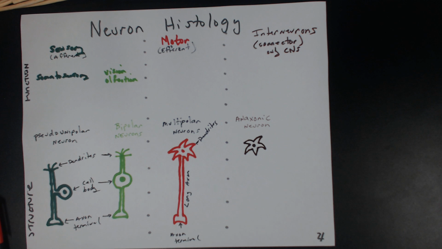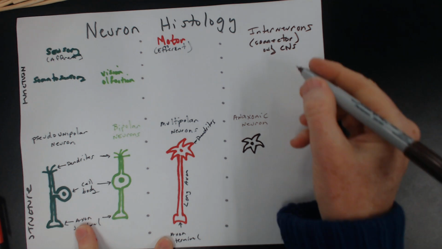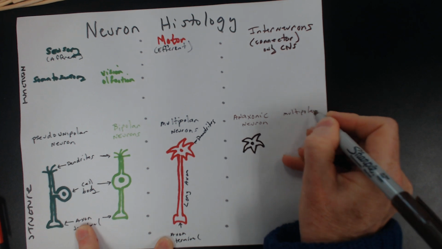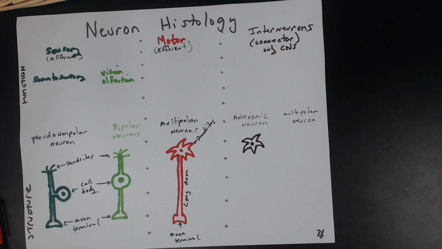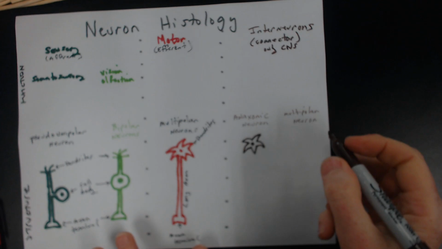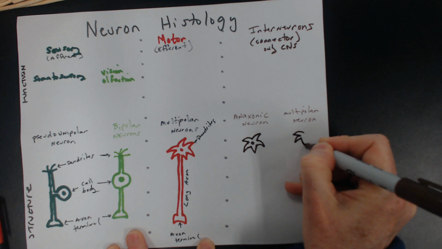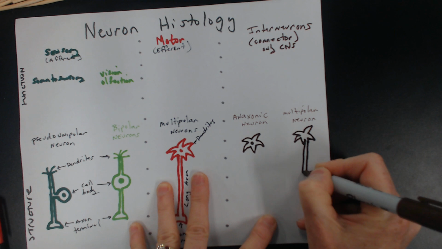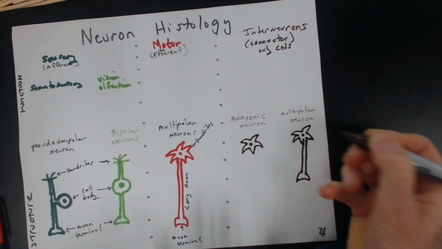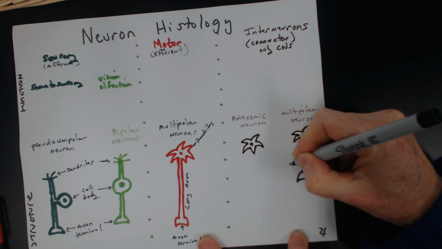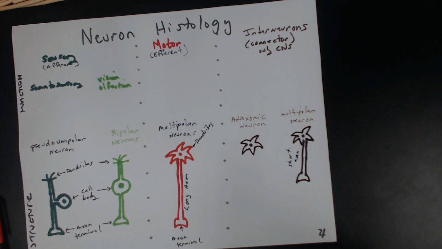In addition to the anaxonic neuron, you're also going to have another kind of multipolar neuron, but this kind, that's an interneuron, has a much shorter axon. So this is going to be your multipolar neuron. It's going to look just like the motor neuron, but a real short axon. Here's the axon. So essentially the same, just a short one. If it's a connector, it has a short axon. And if it's part of the motor system, it has a long axon.